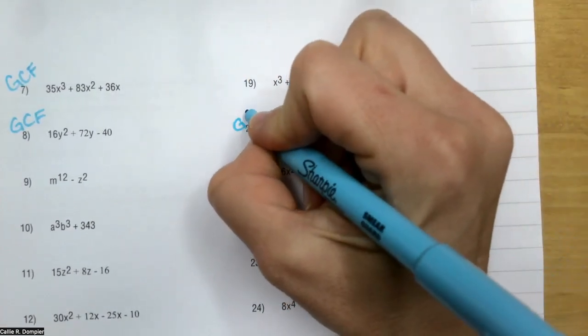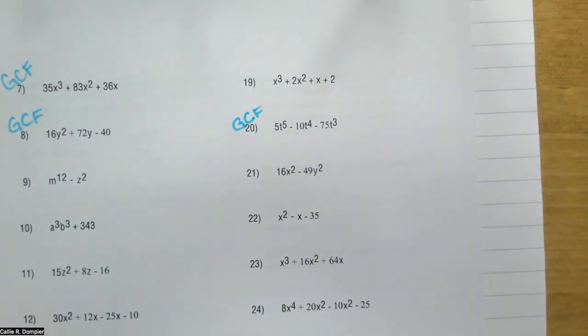I can definitely factor out a greatest common factor because all of those numbers are divisible by 5, and we can also take out a t to the 3rd. Good. 16 minus 49. Is there a number that you can divide 16 by and that you can divide 49 by? I don't think so. Because the only factors of 16 are 8, 2, and 4, and 49 is not an even number, so it's not going to be divisible by any of those.